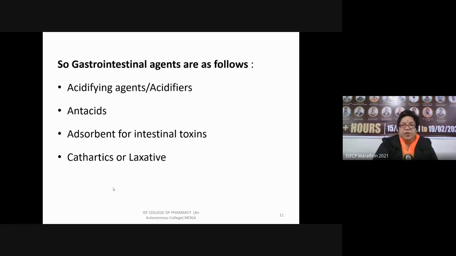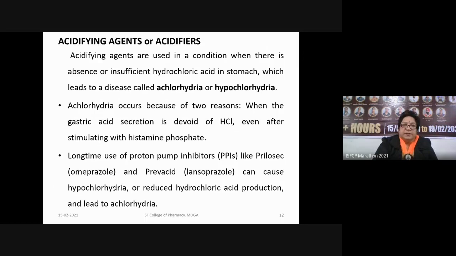So gastrointestinal agents are as follows: acidifying agents or acidifiers, antacids, adsorbent for intestinal toxins, and cathartics. Now coming to acidifying agents or acidifiers. Acidifying agents are used in a condition when there is absence or insufficient hydrochloric acid in the stomach, which leads to a disease called achlorhydria or hypochlorhydria.